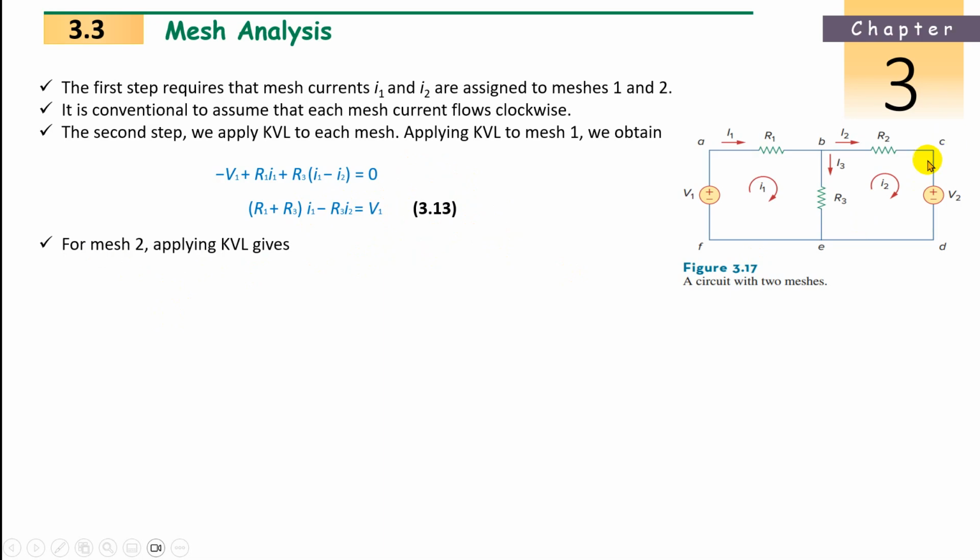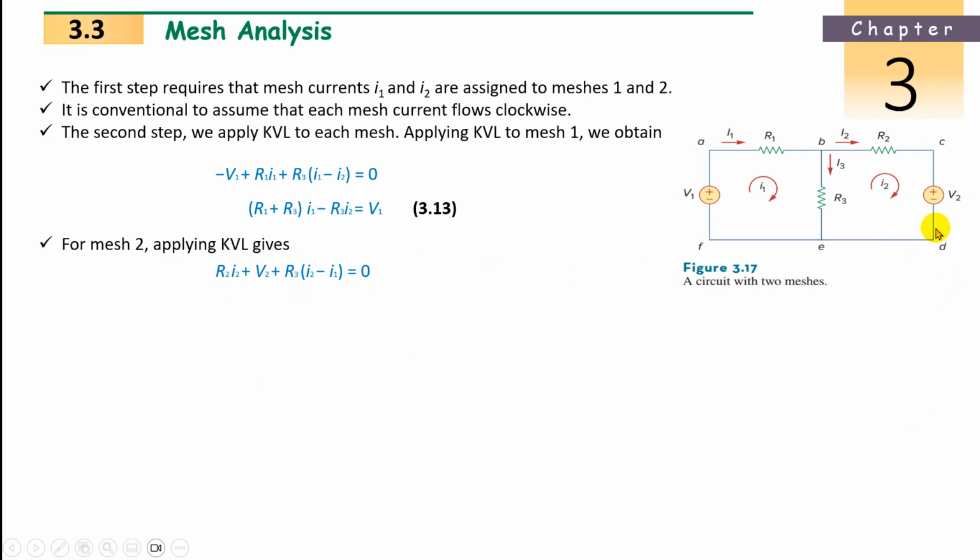Now, coming to the second loop, I will start with R3. When I take the direction, I2 is the reference. So is it I2 minus I1 or I1 minus I2? It is I2 minus I1. Why? Because our reference is the direction of the current. I2 is assumed in one direction, so we have to decide whether it is entering or leaving.